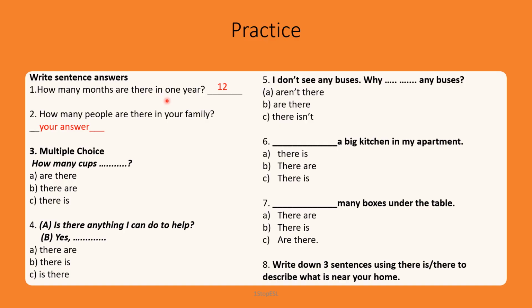There are 12 months. How many people are in your family? Okay, this will be different to all of you. In my family, there are 4 people. Number 3, how many cups? Finish the question. How many cups are there? There are or there is. How many cups are there? Good job.